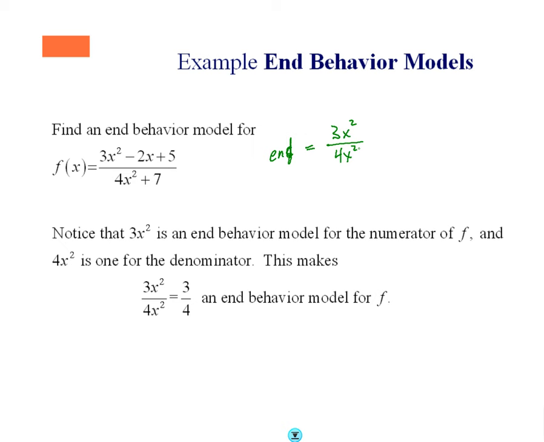That means when I push way, way out, that's what it's going to look like. But what is 3x squared over 4x squared? That's just 3/4. Well, what does that mean? At this point right here, it says 3/4. It's going to look like a line.